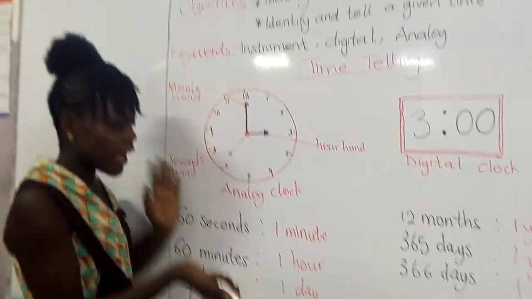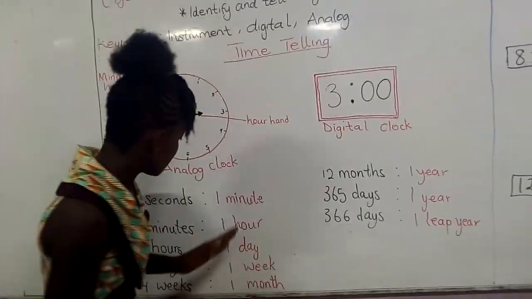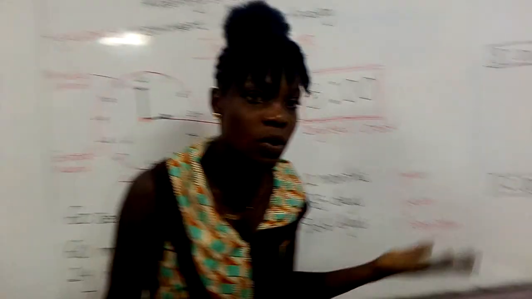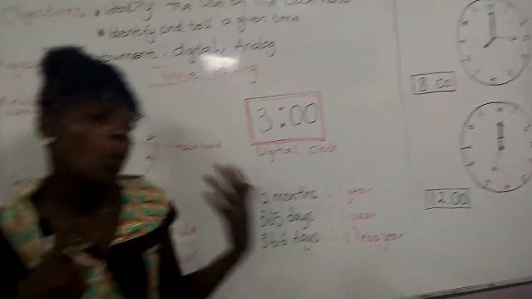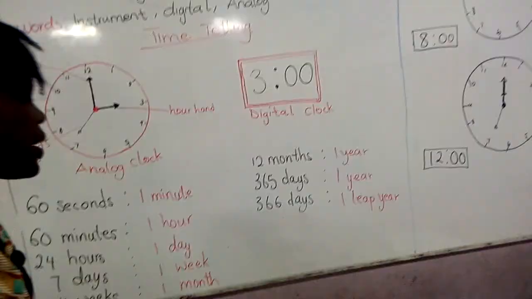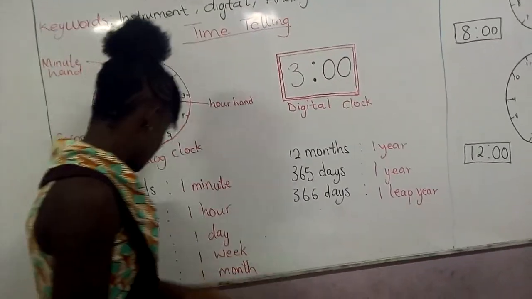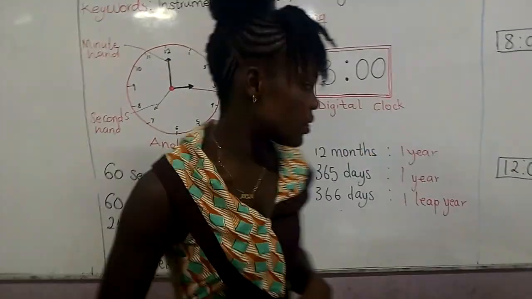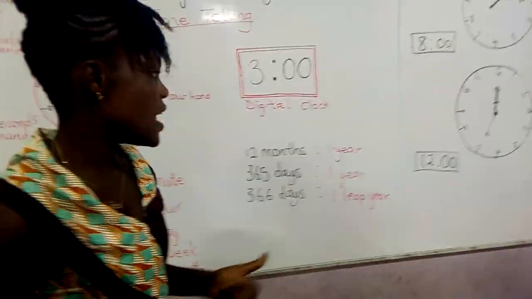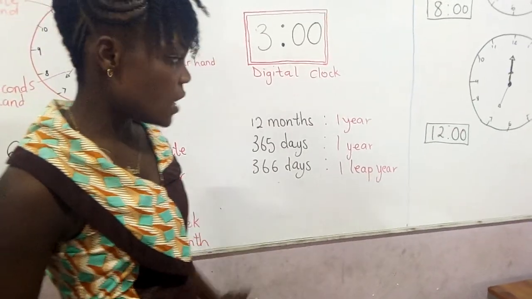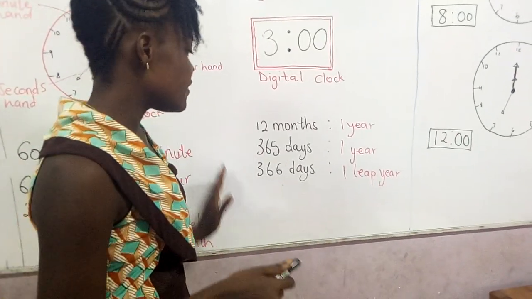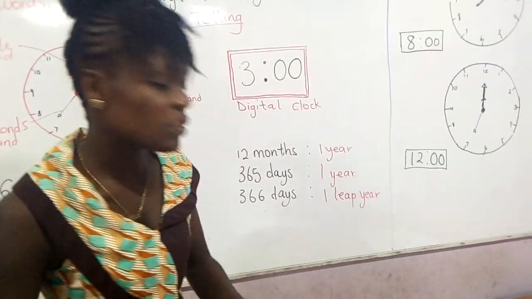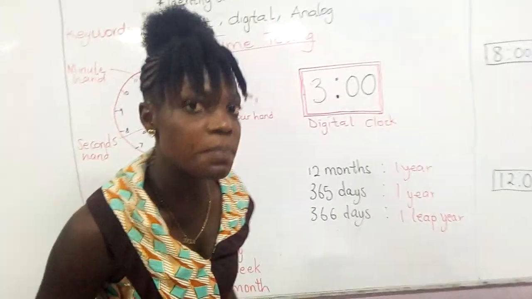And with the time, you get 60 seconds making 1 minute, 60 minutes, 1 hour, 24 hours, 1 day, 7 days, 1 week, 4 weeks, 1 month, 12 months, 1 year, 365 days, 1 year, 366 days to give you what? 1 leap year.